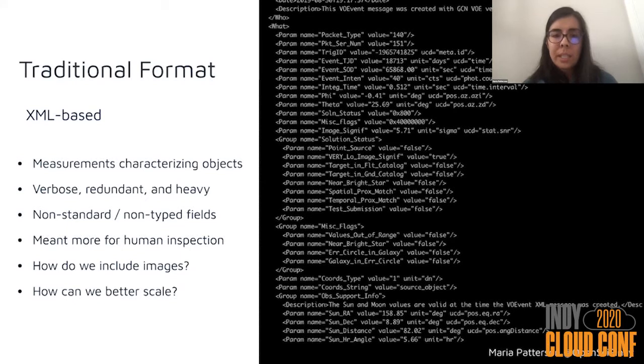And so you can see here, these are the different types of parameter names and their different values. And this is just not pleasant, I would say. It's really verbose. It's very redundant. It's very heavy. It's difficult because you can't really type the fields, which makes it difficult to be unwrapping and parsing data into what you would say is the quality that you need. And I would say this is meant more for human inspection.